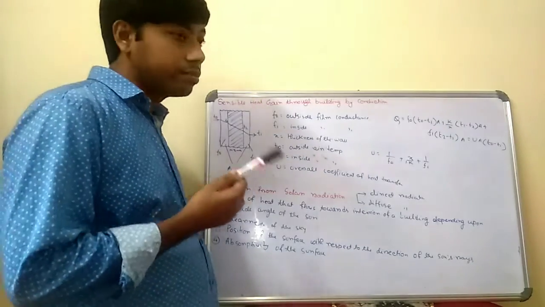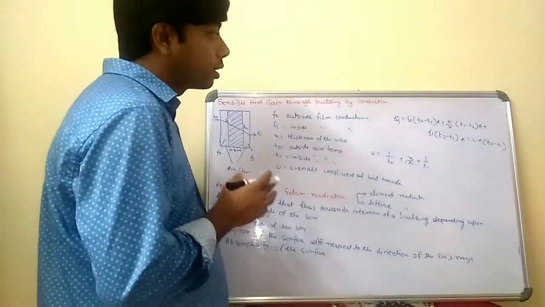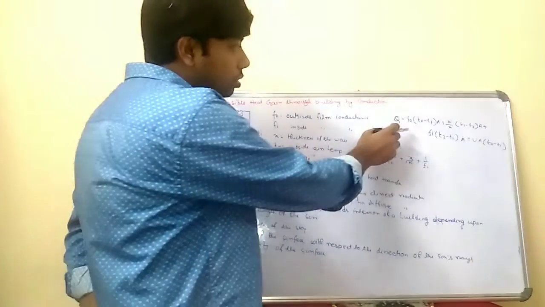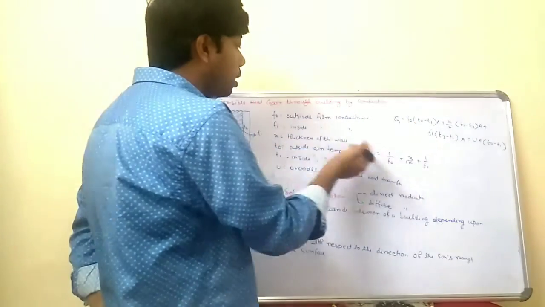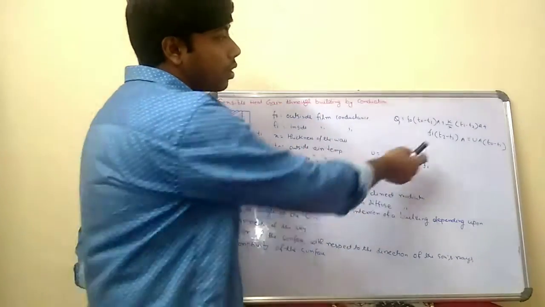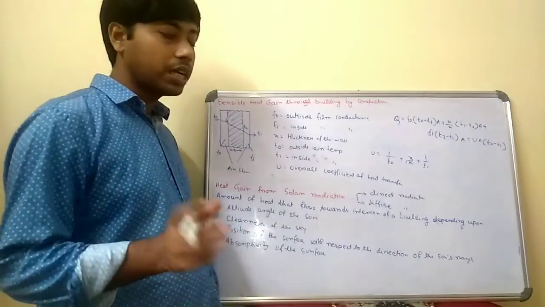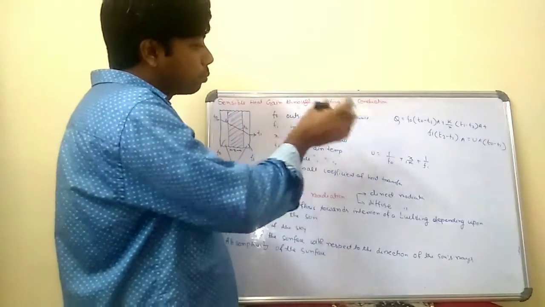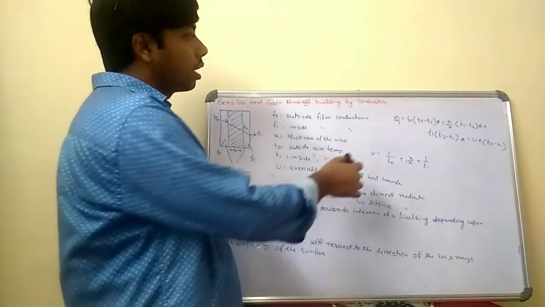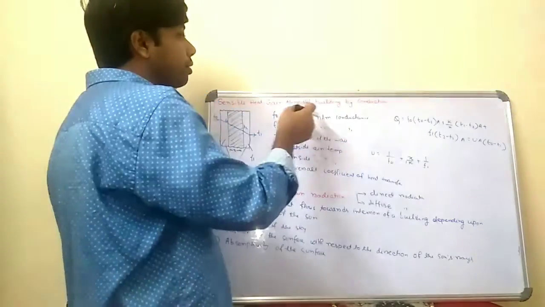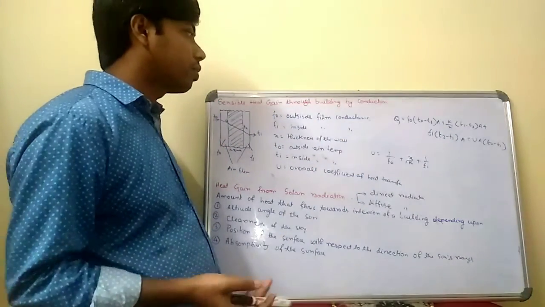So go to the book and let's see. These are the temperatures, these are the overall outside and inside film conductance, overall heat transfer coefficient. All these things you can get from the chart. So if you put all these things, you can get the heat transfer required, the sensible heat gain through the building by the conduction method.